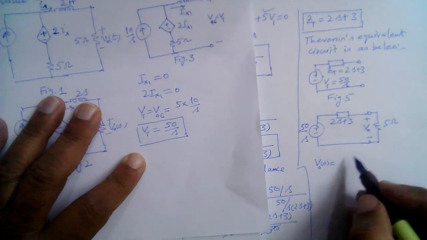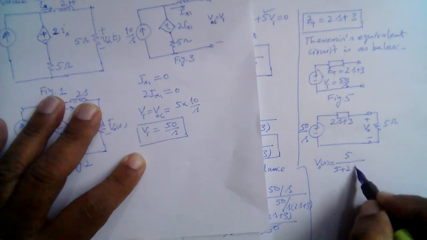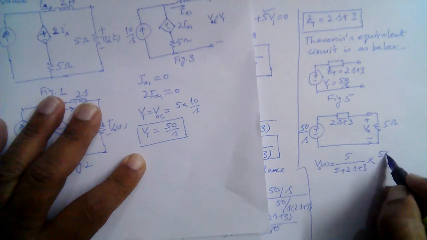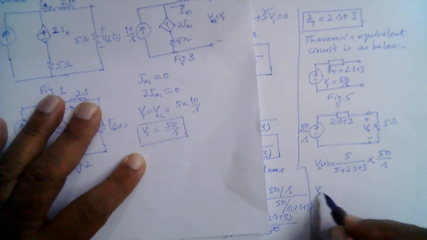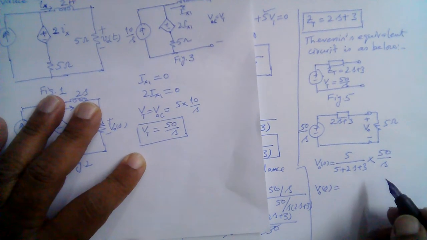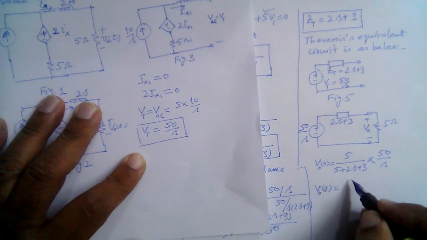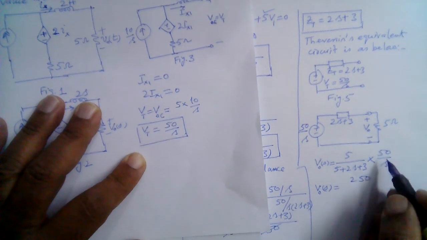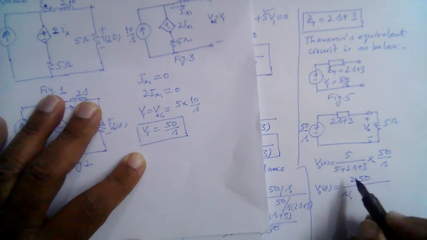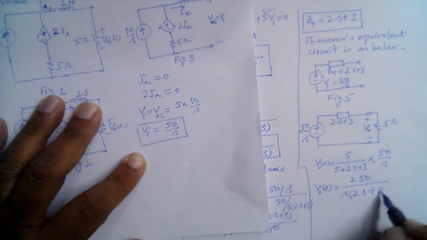So V naught of S is equal to, we can now apply the voltage divider rule. So this is 5 divided by 5 plus this impedance 2S plus 3, multiplied by this voltage, which is 50 over S. So V naught S is equal to 250 divided by S into 2S plus 8, right.